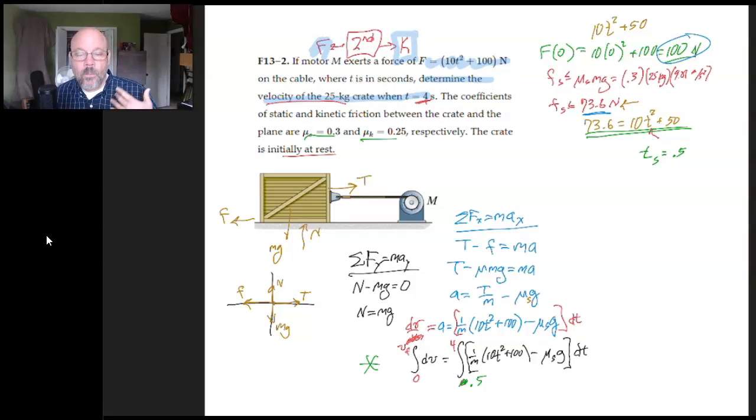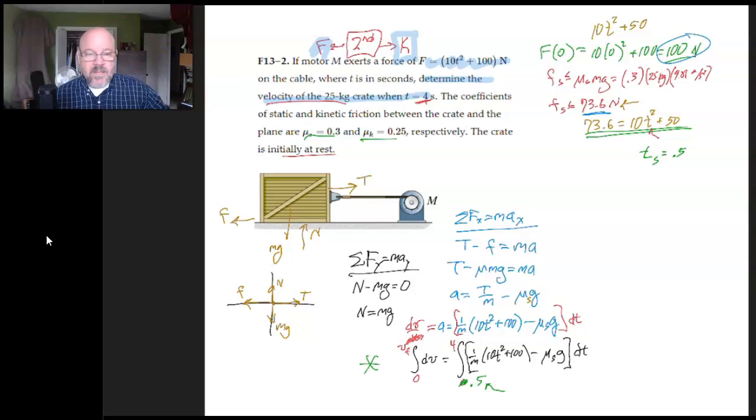So our integral that we found there, the dv equals stuff, that's valid once the crate is moving. The scenario it gave us with the 100, it moved immediately. But if it didn't move immediately, we just have to adjust our time right down here. Otherwise, everything is the same. That's how you do that. All right, very good.